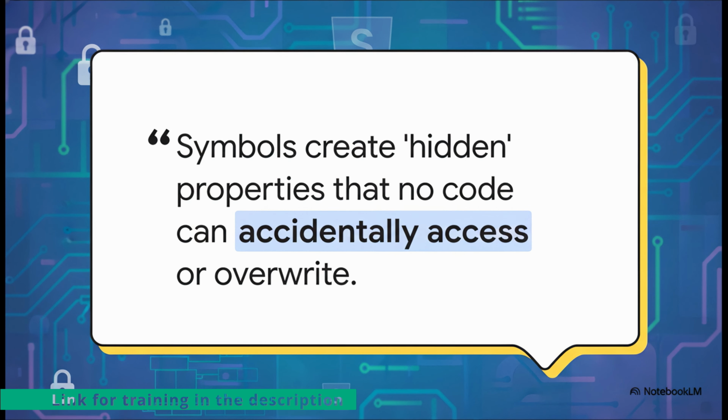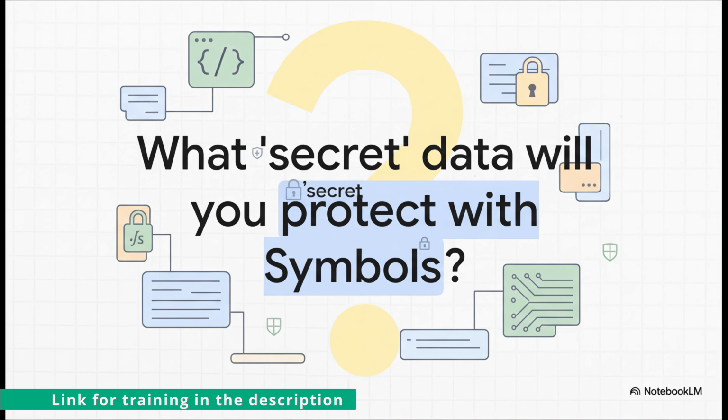So, if you walk away with just one thing today, I want it to be this. Symbols let you create properties that are safe from accidents. They can't be accidentally accessed or overwritten by some other piece of code. It's all about protection, and it lets you build much more robust systems. And there you have it, JavaScript symbols in a nutshell. As you can see, they're not just some obscure feature. They are a super practical tool for solving very common real-world problems.